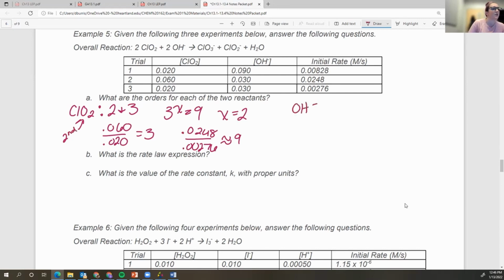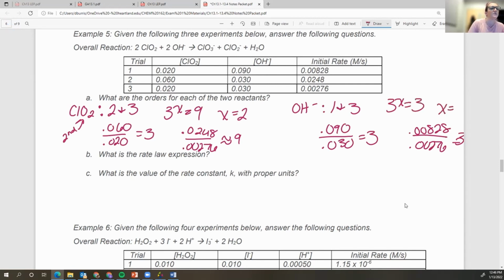All right, same thing for OH minus. I'm going to do trials 1 and 3 because that's when ClO2 is constant. Looks like I tripled again. This is a 3. And then I compare my rates, 0.00828 over 0.00276. Well, that's about 3. So 3 to what power is 3? Well, 1. So X is 1. So this is first order.